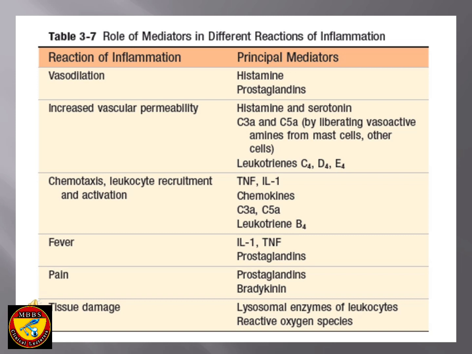Then for chemotaxis, leukocyte recruitment and activation, it is TNF and interleukin-1. For fever it is interleukin-1 and TNF, and for pain this is mainly prostaglandins and bradykinin. For tissue damage, this is lysosomal enzymes of leukocytes and reactive oxygen species. So this was all about the chemical mediators.